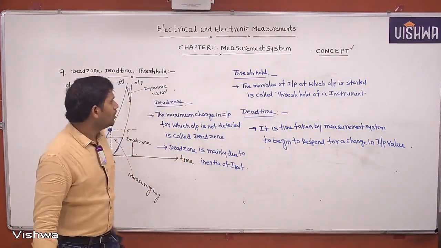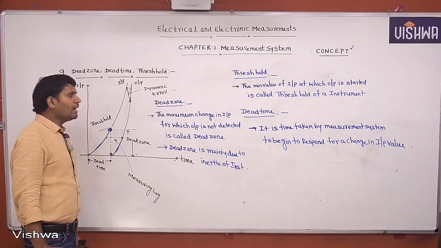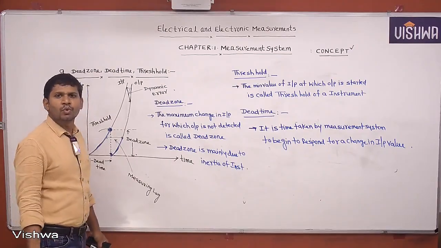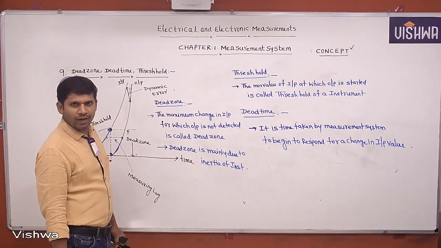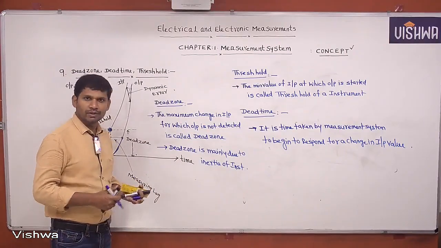Okay, this is about what exactly dead zone, dead time, threshold are. Dead time is the only time, the remaining threshold and dead zone are input values. All are input values. Okay, this is about one of the undesirable characteristics of an instrument. Quick, note down.